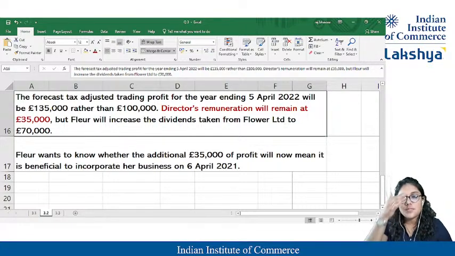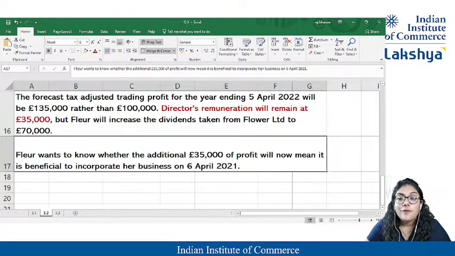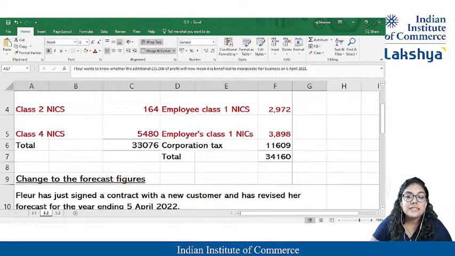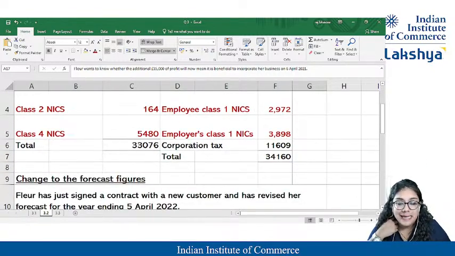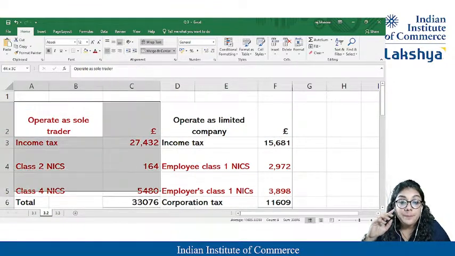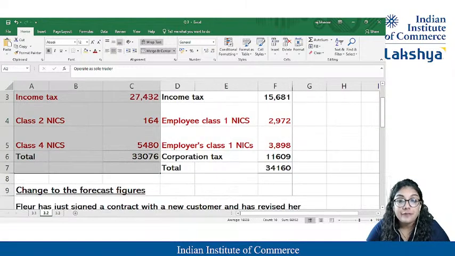Okay, so there is a difference because they want to take over something as a dividend. Cool. The question is whether the additional 35,000 of profit will be beneficial. Initially they thought my earnings were this much, 1 lakh, and this was my expenditure. So initially they thought that if I am operating as a sole trader, I am at a benefit.